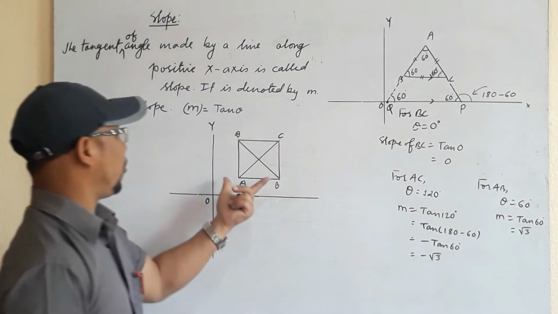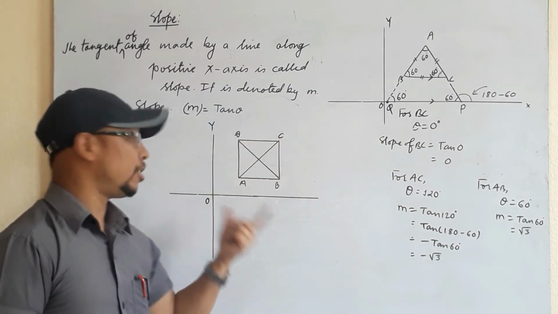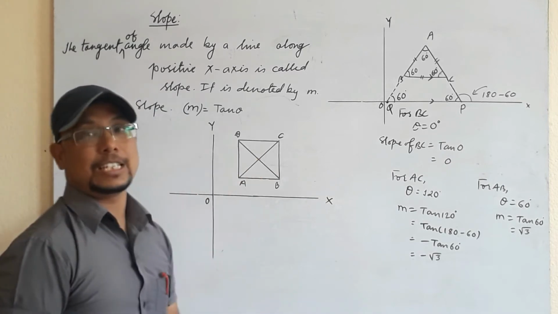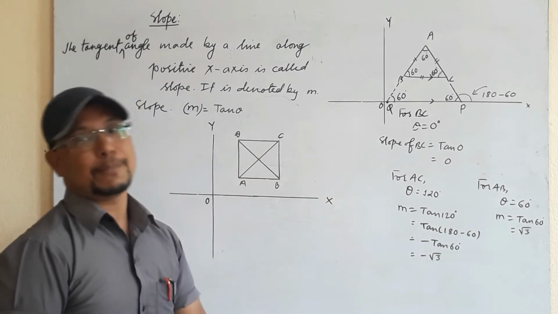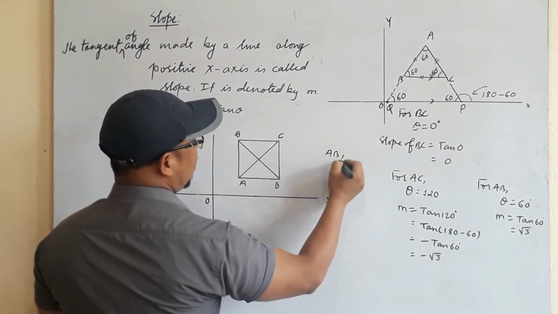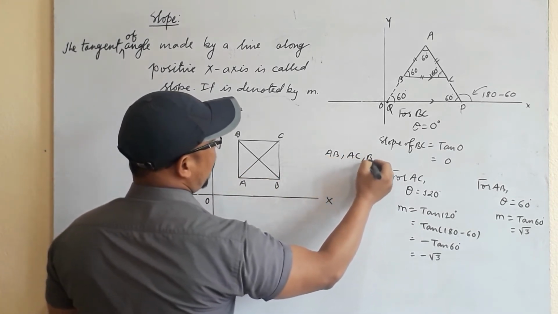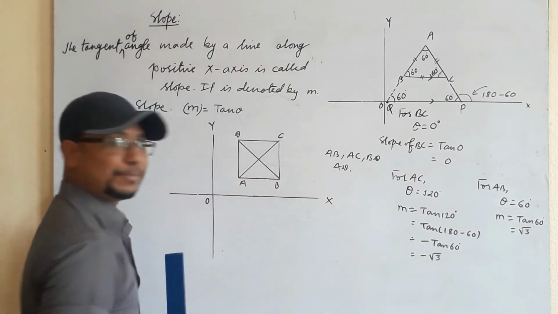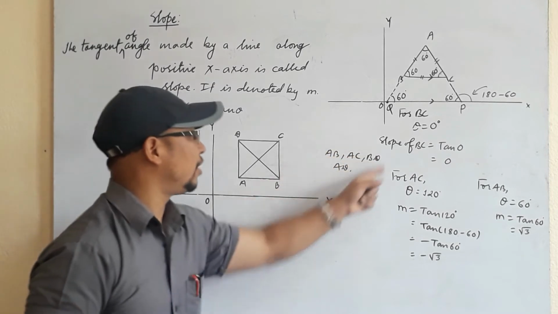Now let's talk about the square. This is another question. Here it is given that this is the coordinate axes and ABCD is a square. You are asked to find the slope of AB, the slope of AC, the slope of BD, and the slope of AD. You can find all of them. Now let's find the slope of these lines.